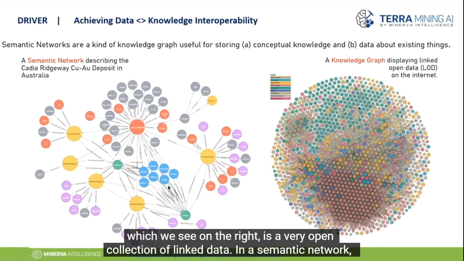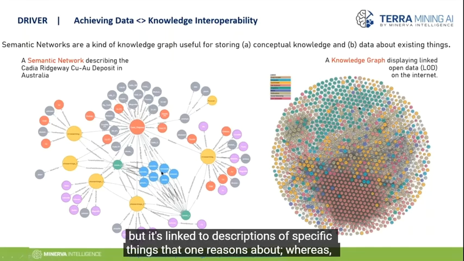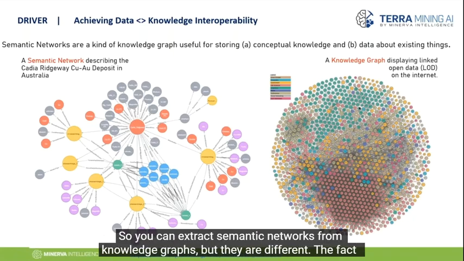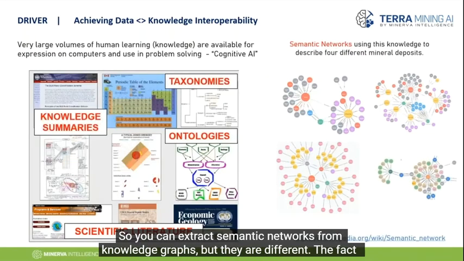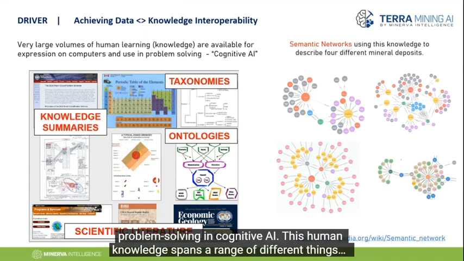So in a semantic network, data is linked using the same technology as is used in knowledge graphs, but it's linked to descriptions of specific things that one reasons about. Whereas in a knowledge graph, there is effectively no end to those links, and they are cyclical. So you can extract semantic networks from knowledge graphs, but they are different. So the fact is that very large volumes of human learning are available for expression on computers and use in problem solving in cognitive AI.